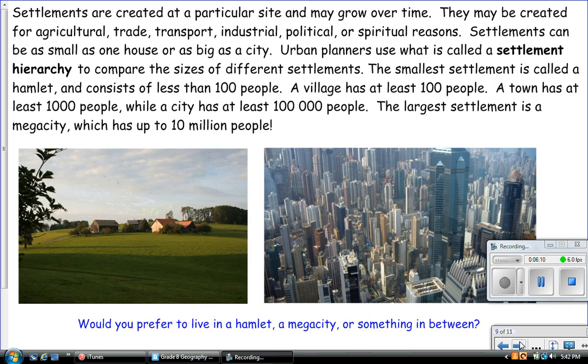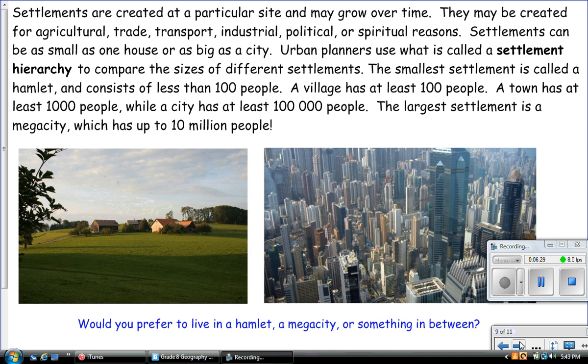Settlements are created at a particular site and may grow over time. They may be created for agricultural, trade, transport, industrial, political, or spiritual reasons. Settlements can be as small as one house or as big as a city.